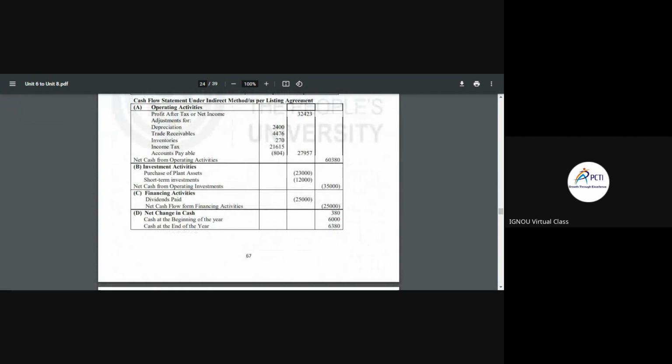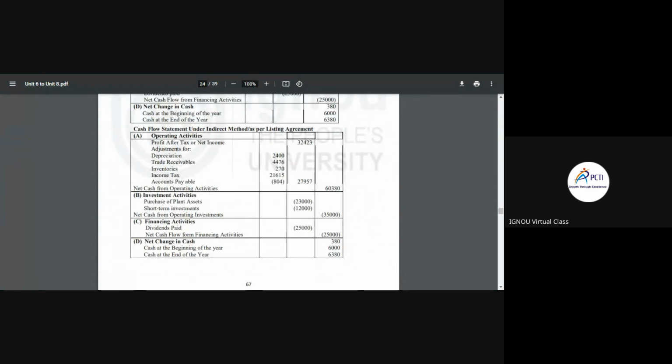Then we can have the cash flow statement under indirect method as per listing agreement. In the operating activities, first of all, we have profit after tax or net income, then adjustments for depreciation, then trade receivable, inventories, income tax, account payable. Then we have net cash from operating activities, then investment activities. Then we have purchase of plant asset, short-term investments. Then we have net cash from investments.